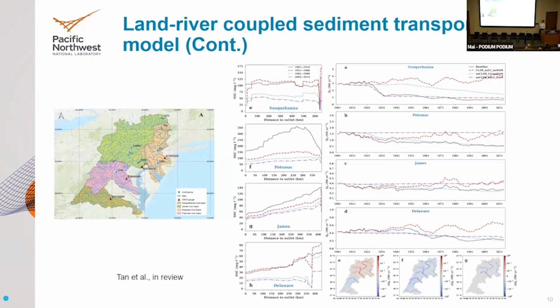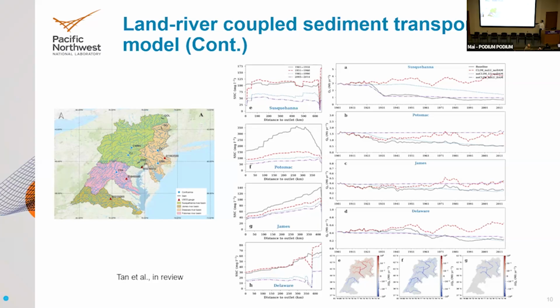So our simulation actually covered both the historical period and the future period. The historical period is from 1901 to 2014, and the future period is from 2015 to 2100. For the future period, we run multiple simulations using different climate scenarios. But for the time being, I have not included any figures from the future period. So this figure is just for the historical period.